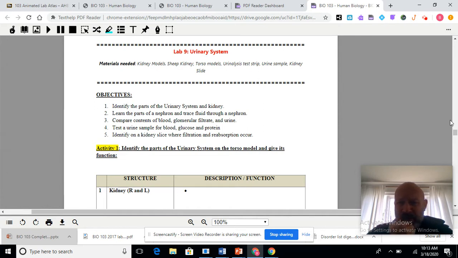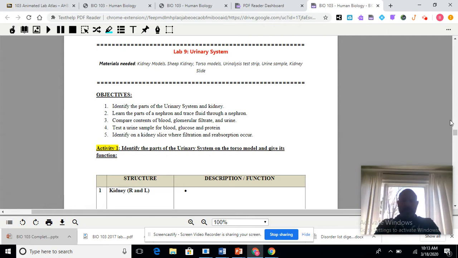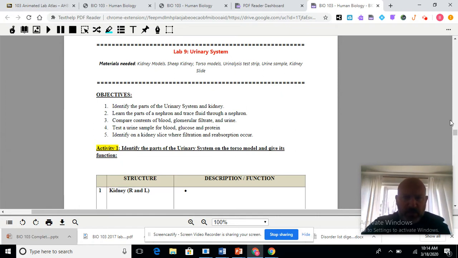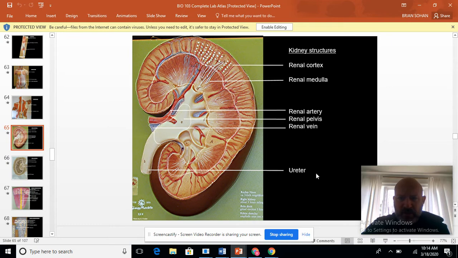So what I want to do is look at Lab 9, which is the urinary system, and the first thing I think we should do is look at the lab atlas and go over that stuff, and then we'll come back here to the actual lab paper and fill out some things together, and then I'll probably leave you with some independent things to work on. All right, so let's go down here to the lab atlas. Here we are.